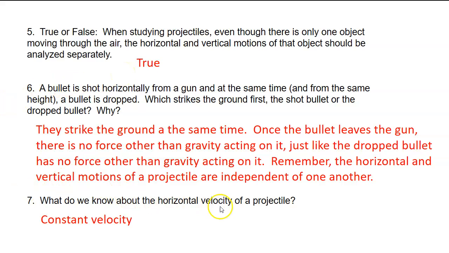What do we know about horizontal velocity of a projectile? We know it's constant velocity. So V sub O is the same as V. And this is for the horizontal velocity only. The vertical velocity, of course, increases.